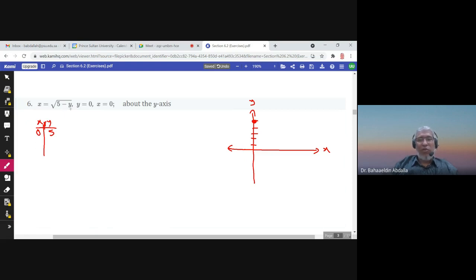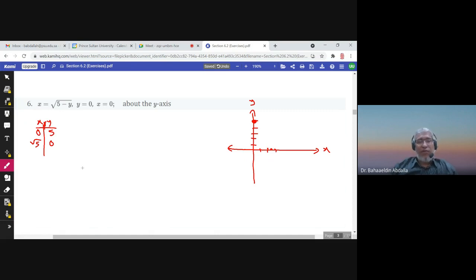If you put y = 0, then x would be the square root of 5. So, the square root of 5 is 2 point something. According to the calculator, it is 2.2. So this is 1, this is 2, and this is the x-axis.